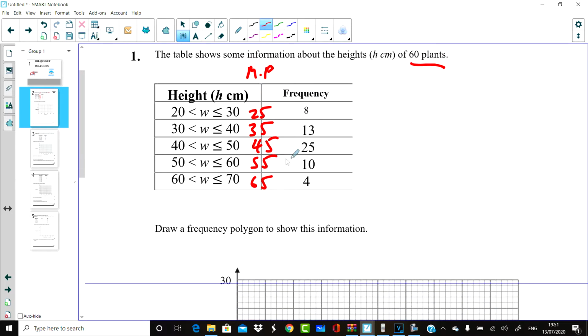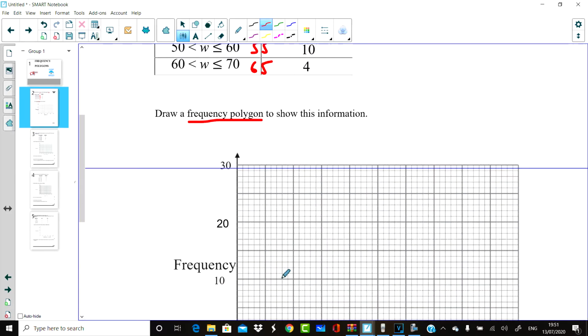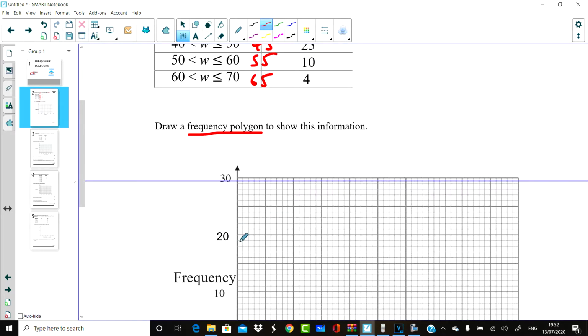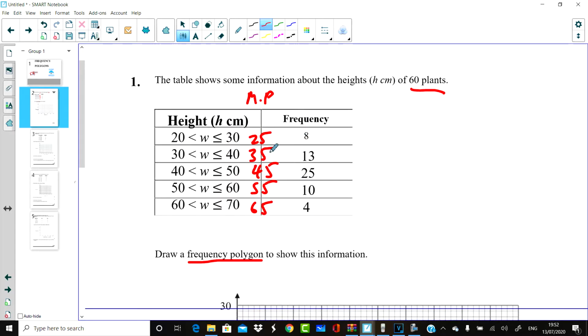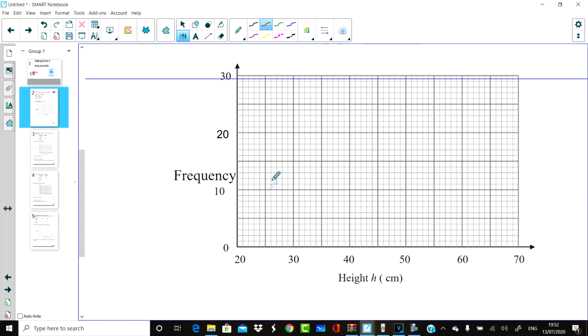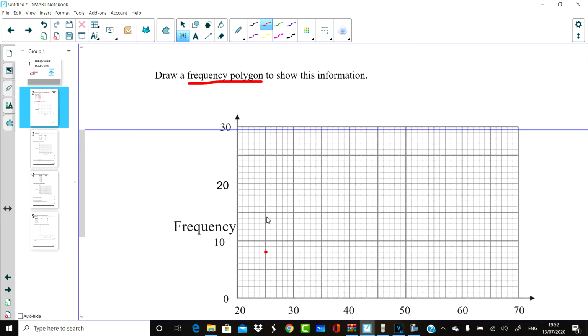Now it says draw the frequency polygon to show this information. So we have a graph here. We have the height on the x-axis and the frequency on the y. So the first one I'm going to do is plot 25 centimeters against 8. So I go to 25, which is here, and then 8 is going to be here. So that would be my first point.